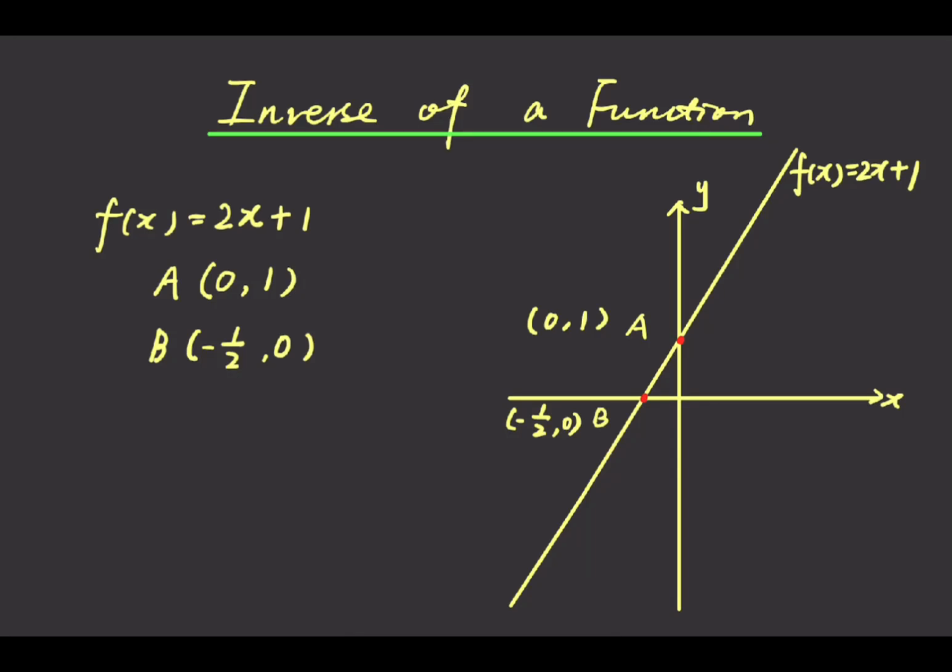What is the inverse of a function? Now, if you are given this function f(x) equals 2x plus 1, you can use two key points to locate the corresponding graph for this function in the Cartesian plane.